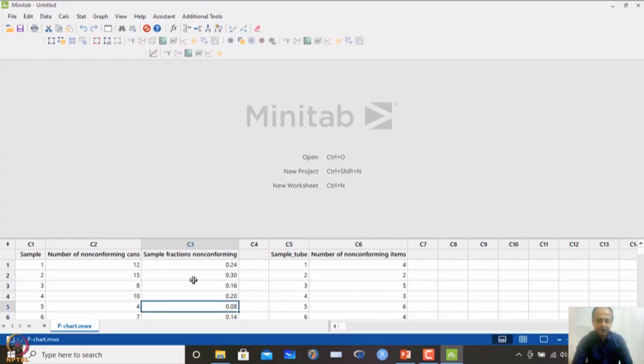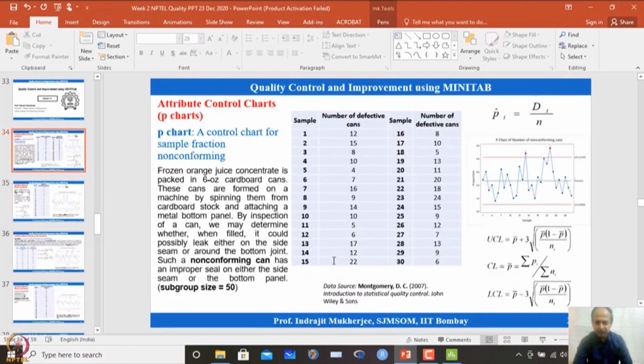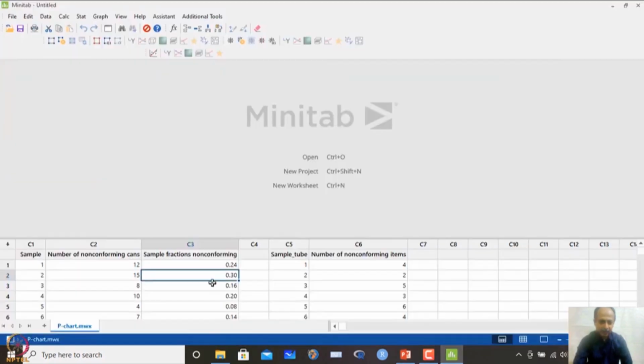So, these are the observations that are saved over here. This is the same numbers that I can see over here: 12, 12, 15 like that. The sample size, the subgroup size, was 50, so that division was done. In MINITAB you do not need to divide this.